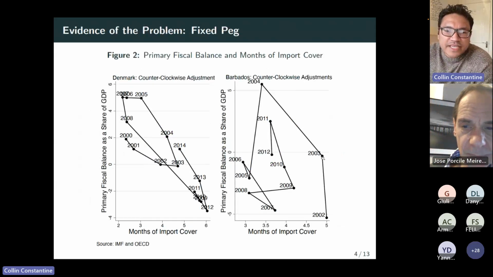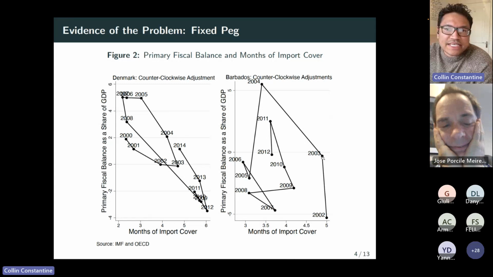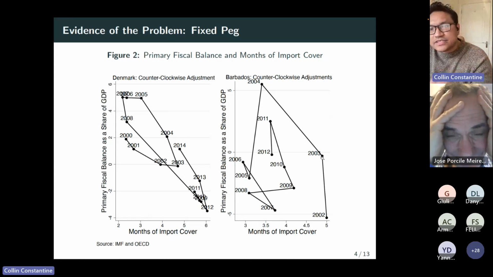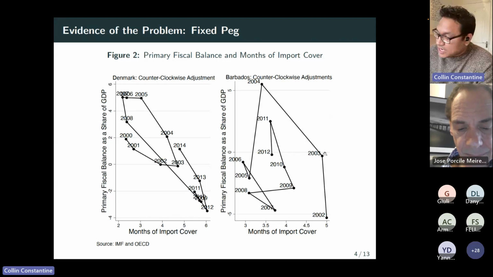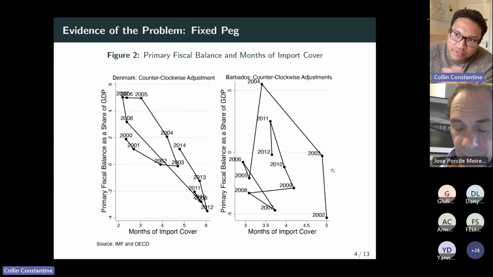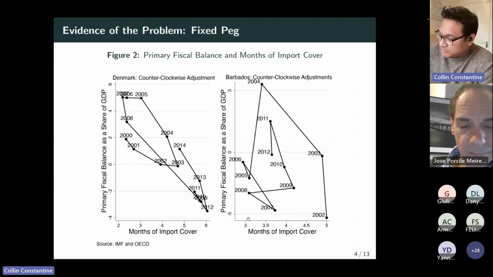This is just some phase diagrams for Denmark and Barbados, indeed demonstrating similar dynamics as it relates to counterclockwise movement. So foreign assets, for example, here are transformed into months of import cover. We know the international recommendation is 3 months of imports. Anything below that, then we're potentially in problems.